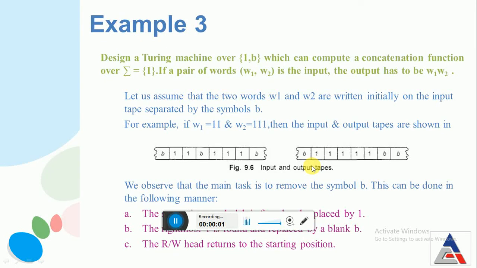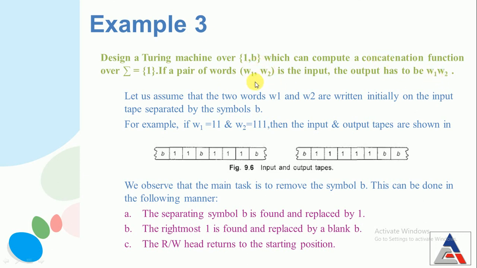So in the next example, design a Turing machine over {1, b} which can compute a concatenation function over sigma equal to 1. It means you have a 1 in your input. If a pair of words w1 and w2 is the input, the output has to be w1 w2, that is the concatenation of both the inputs, right?